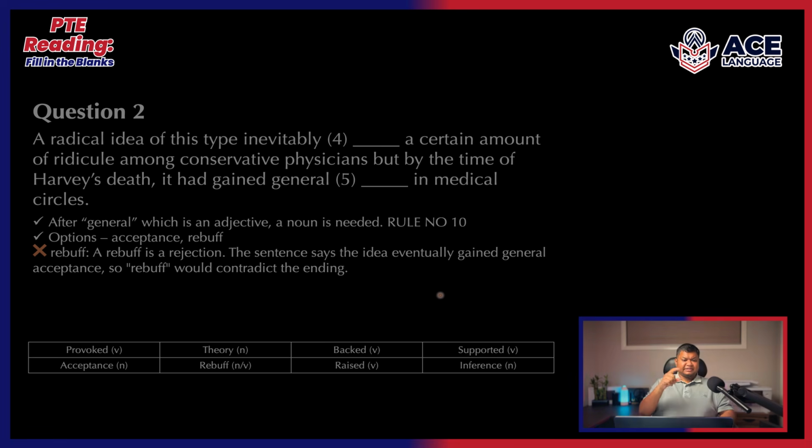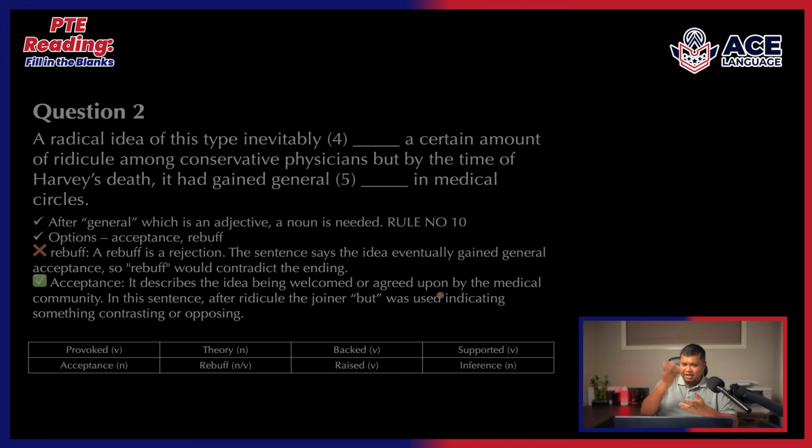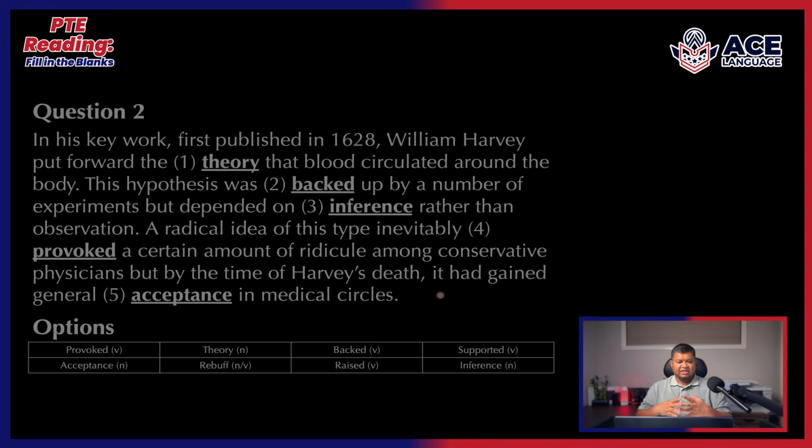Also, if you take a look at the sentence structure, at first you had inevitable ridicule, right? So that means something negative. After that, we have but. So the sentence structure now requires me to say something positive. So rebuff cannot be my answer. My answer will be acceptance because it describes an idea being welcomed or agreed. That's when after but I have a positive sentence. My answer here is acceptance. That means my final answers are theory, backed, inference, provoked, and acceptance.